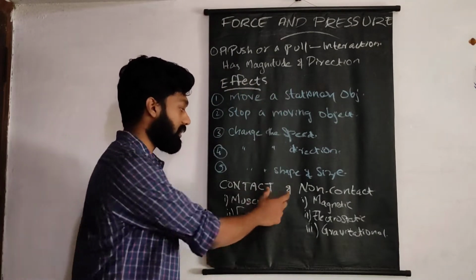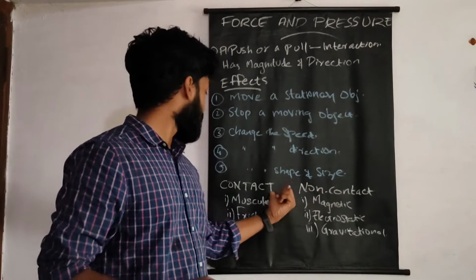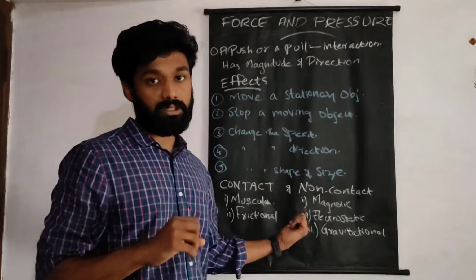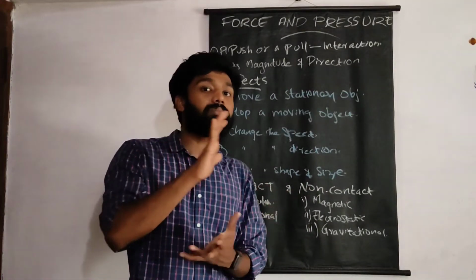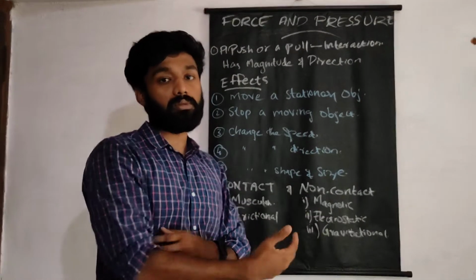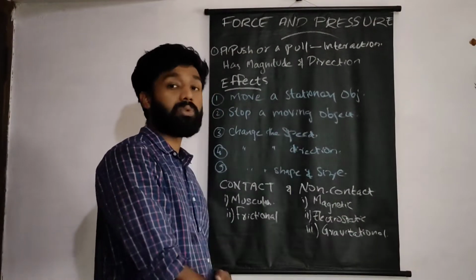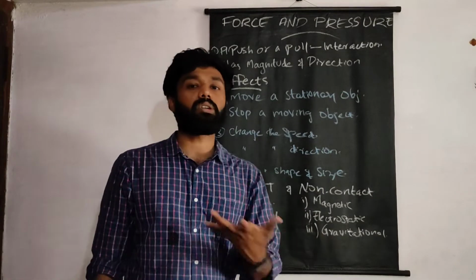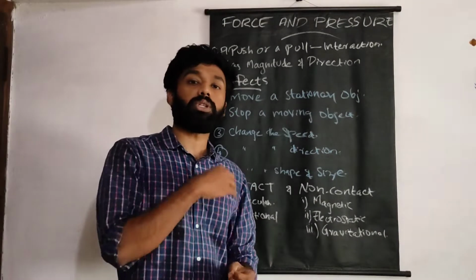So the next one is that forces are divided into two types: contact force and non-contact force. In contact force we have mainly two forces, that is muscular force and frictional force. So these are the two contact forces. Muscular force means what? I am using my muscular energy, doing some muscular force, for taking an object, for taking this book. For taking this book I am using the muscular force. So it includes all the activity that we are doing: walking, taking something, pulling, pushing, everything.